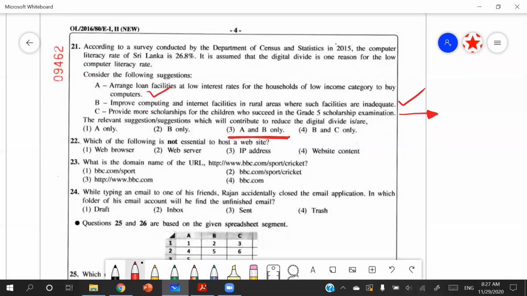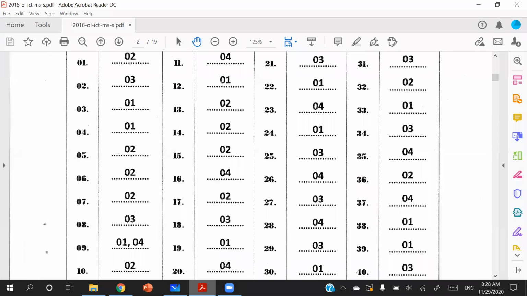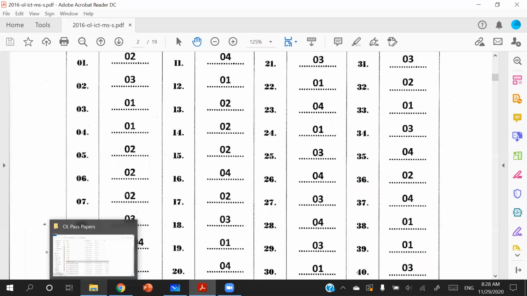Okay, so the 22nd, which of the following is not essential to host a website? Yeah, to host a website, I think we have missed this in the class that we have done. Let's quickly go through that, right? I'll show you the process. Then you can figure out what's going to be the answer.